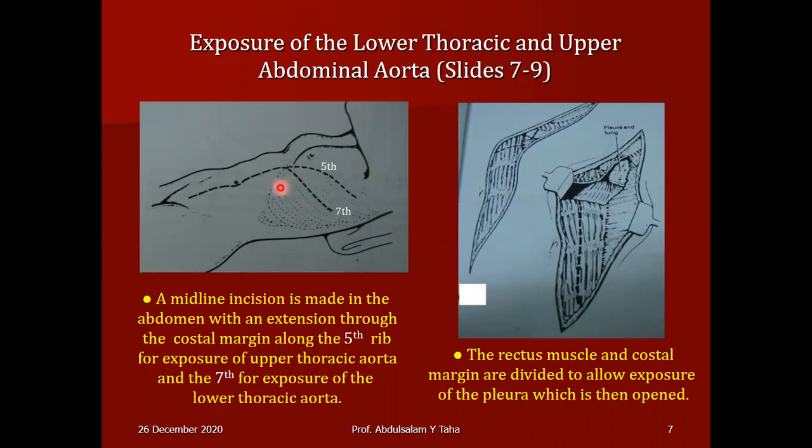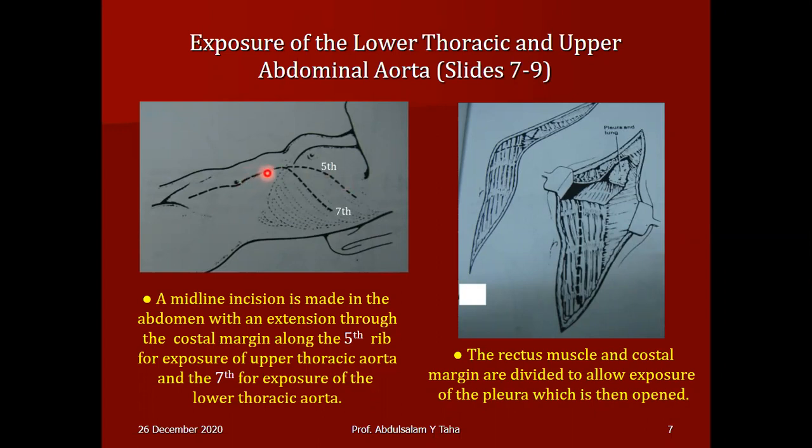Thoraco-phrenolaparotomy incision is composed of two incisions, a midline vertical incision in the abdomen, which is extended into a lateral thoracotomy incision, either at the level of the 5th rib or at the level of the 7th rib, depending on which segment of the descending thoracic aorta is to be isolated. So this incision, the thoraco-abdominal incision, enables us to enter two body cavities, the thoracic cavity and the abdominal cavity.